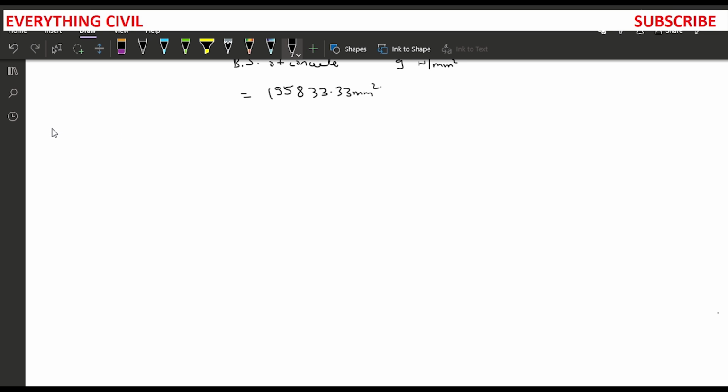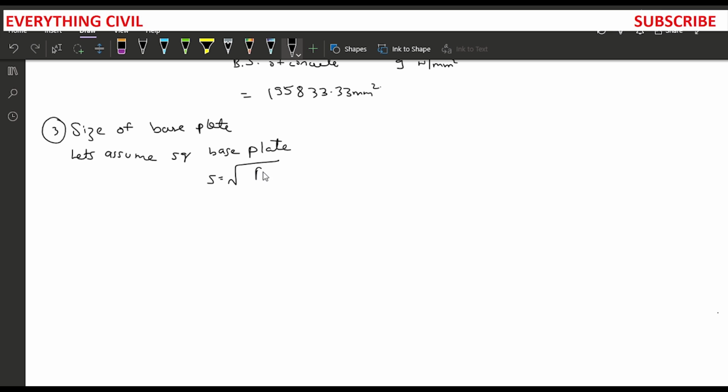So going to step number 3, size of base plate. Let's assume the base plate is square. So we are assuming that the base plate is of square shape. So one side of the base plate will be the square root of the area simply, square root of 195,833.33, which gives me 442 mm.